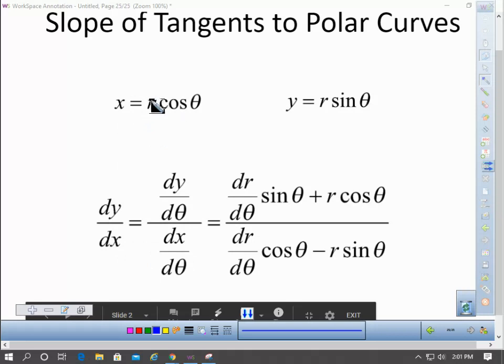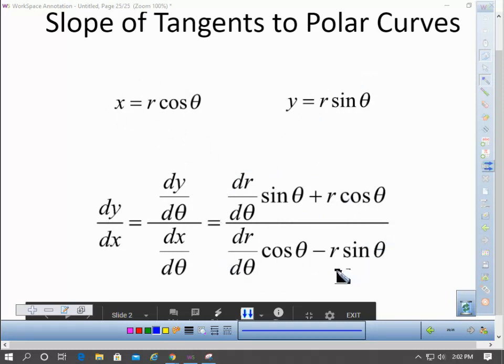And then we're going to do dx/d theta. We're going to do the same thing. This is a product, r times cosine theta, because r is a variable in polar coordinates. So it's going to be the derivative of r times the function plus the derivative of cosine times r. And that's how you get negative sine, because the derivative of cosine is negative sine. So this is just the derivative of the y function over the derivative of the x function, and this is the derivative of every polar curve.